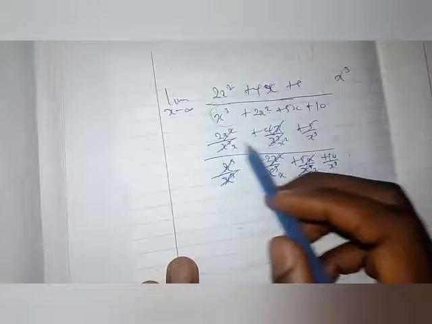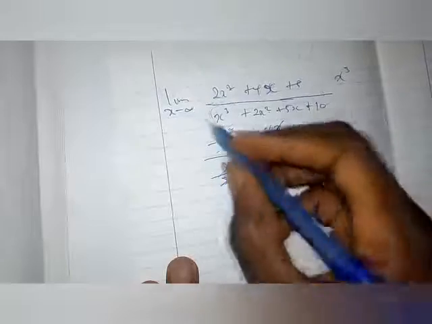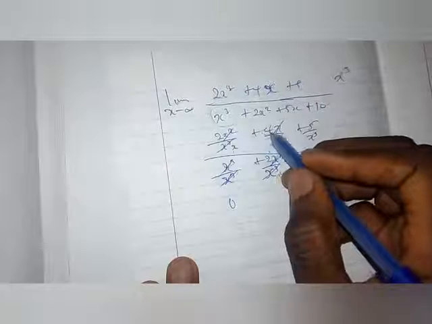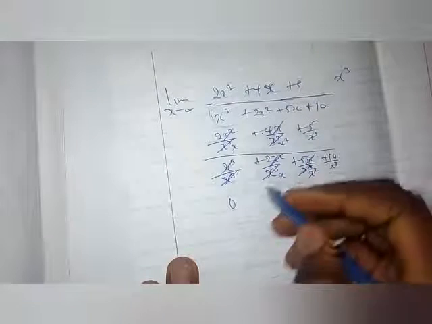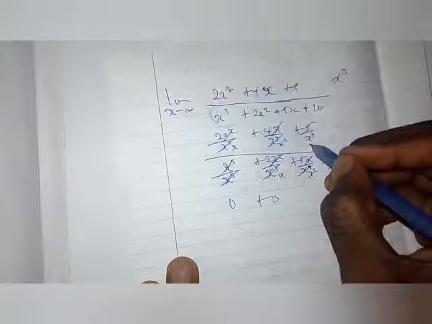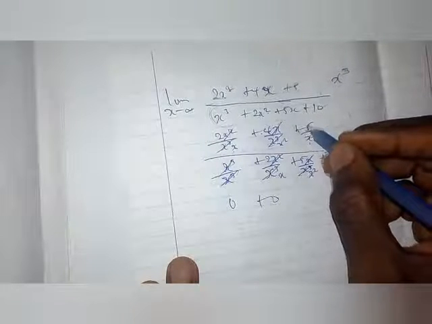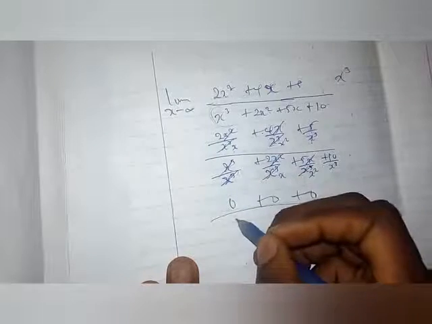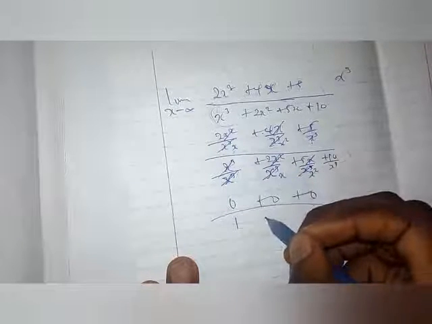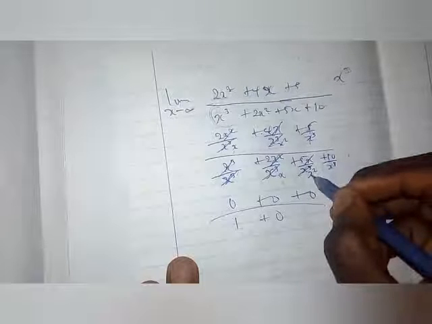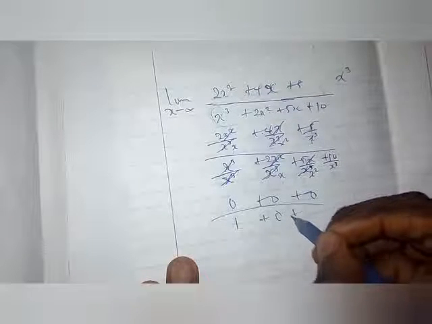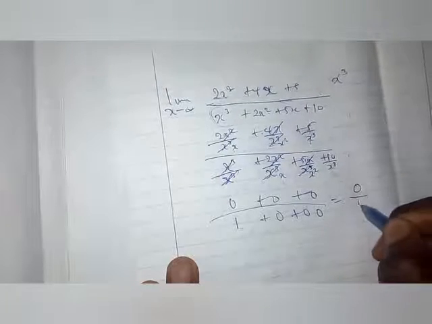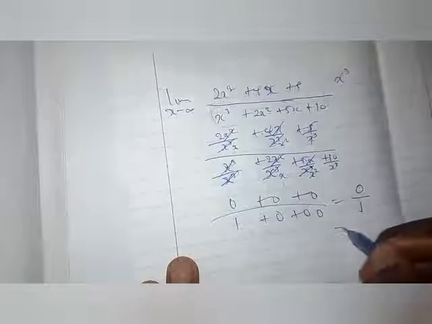Whenever you substitute for x, you substitute for infinity, that is 2 over infinity is 0. Here you substitute 4 over infinity squared, which is also 0. Here we have 5 over infinity cubed, which is also 0, and all over 1. Here we have 2 over infinity, which is also 0. Here we have 5 over infinity squared, which is 0. And here we have 0. That means finally we have 0 over 1, which is equal to 0.